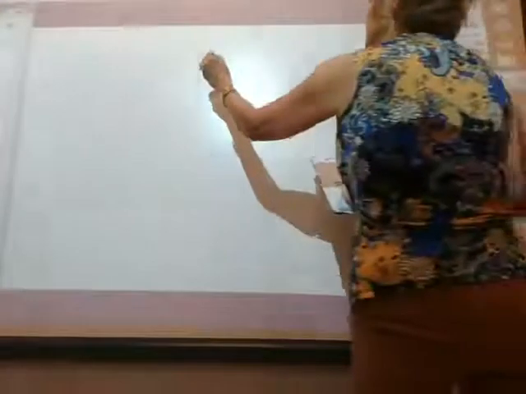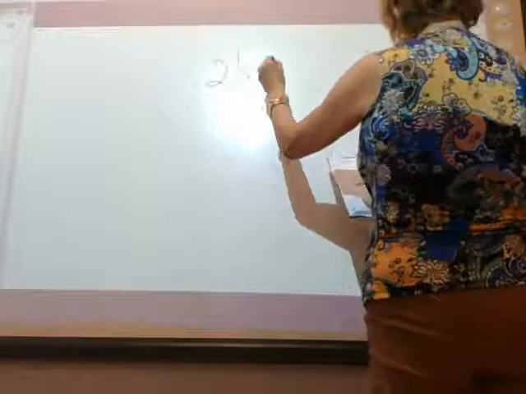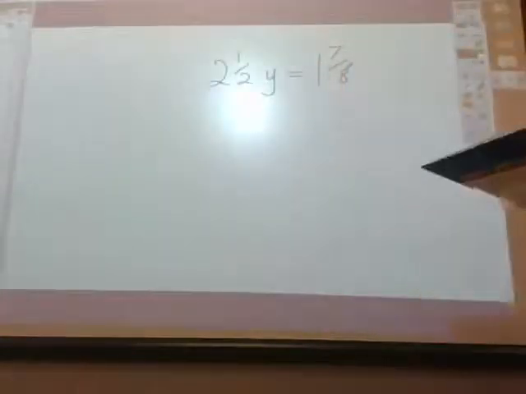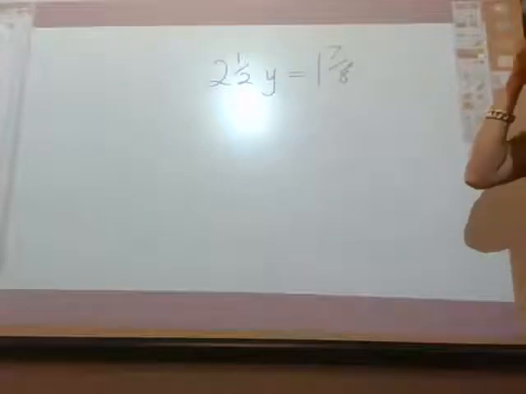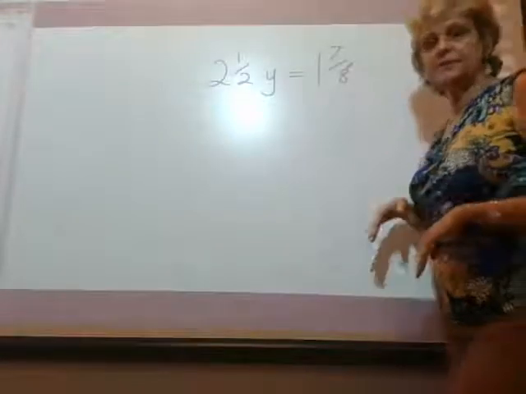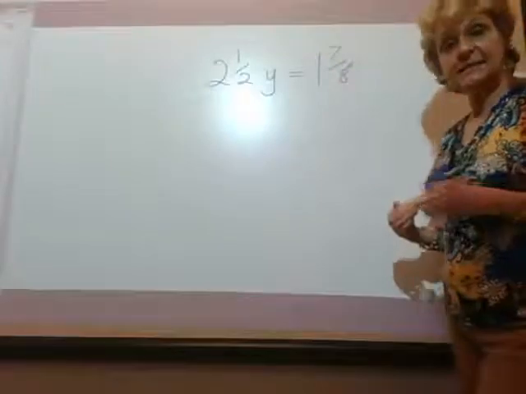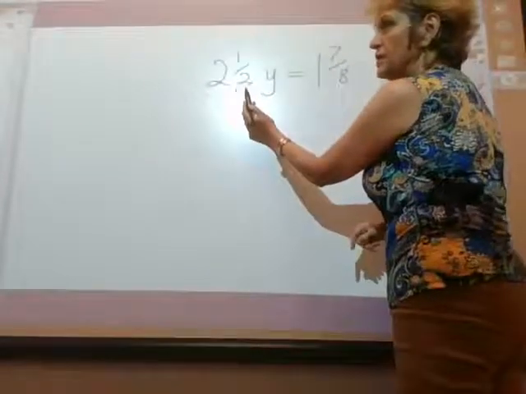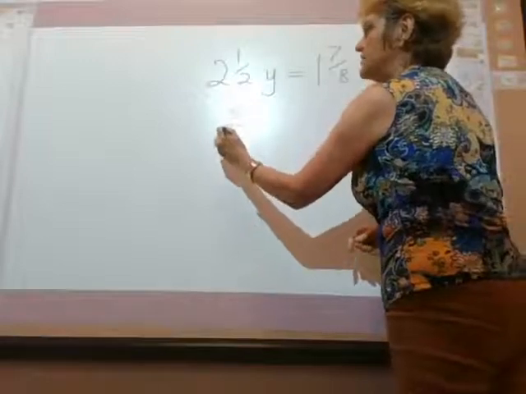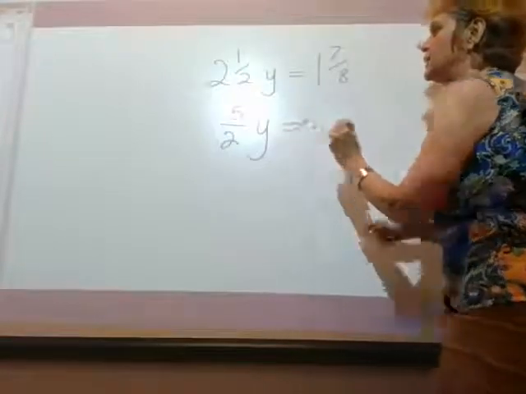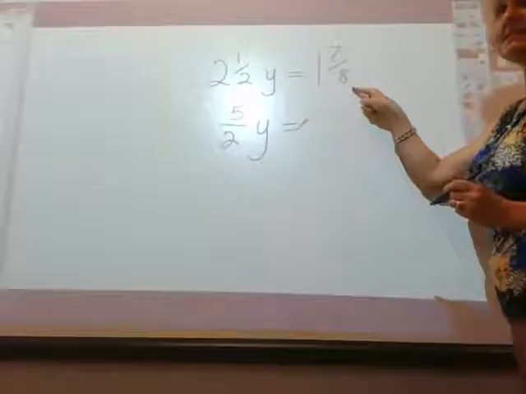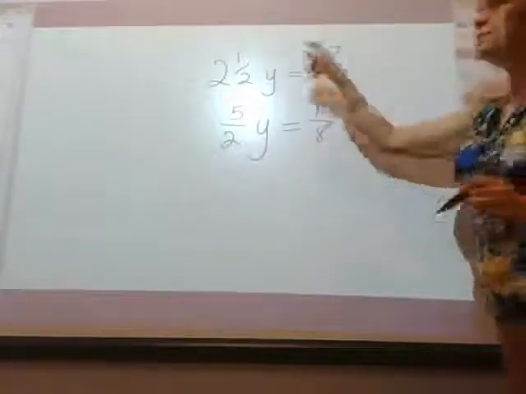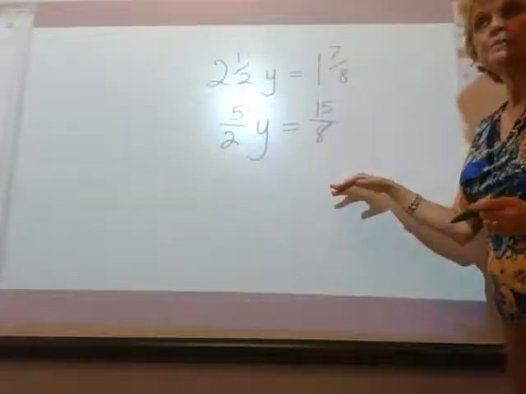Let's do 2.5y equals 1 7/8. In case you're looking, I'm on page 619 of the book. All right, so again, I've got some mixed numbers. I'm going to turn them both into improper. All right, so 2 1/2, 2 times 2 is 4, plus 1. 5/2 y equals 1 times 8 is 8, plus 7, 15/8. I've turned both of these mixed into improper.